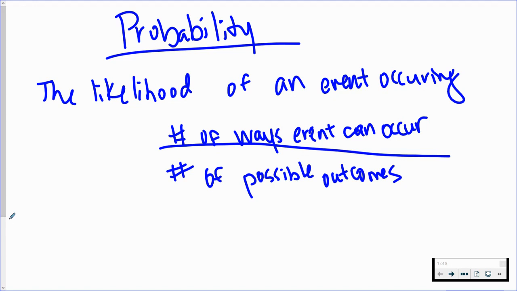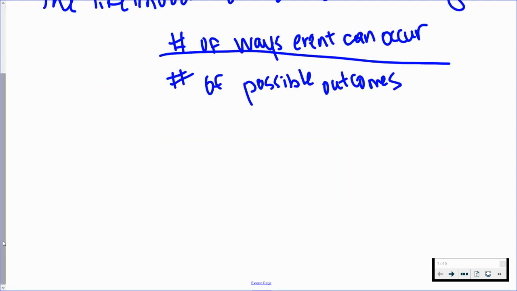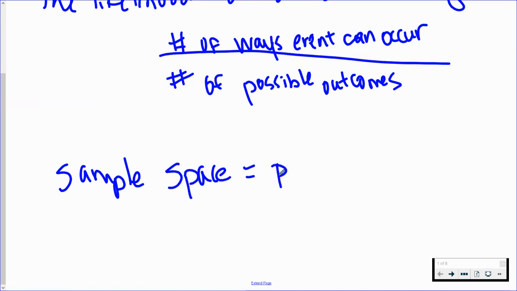So take flipping a coin. You only have two possible outcomes. You could get heads or tails. If you're rolling a die, then you have six possible outcomes because there are six sides that it could land on. So it really depends on the situation as far as the number of possible outcomes. And another terminology thing, your sample space, if we ever refer to that, is all your possible outcomes.